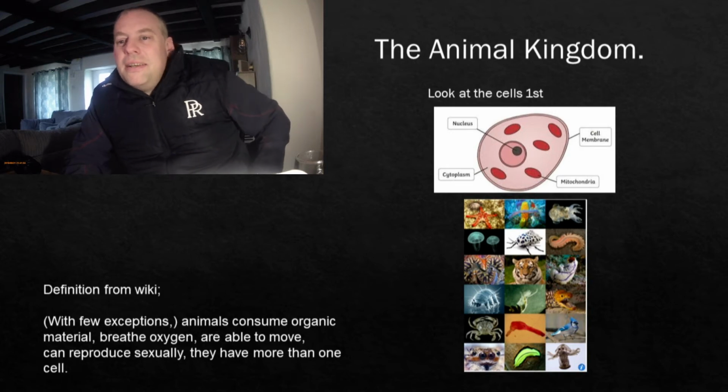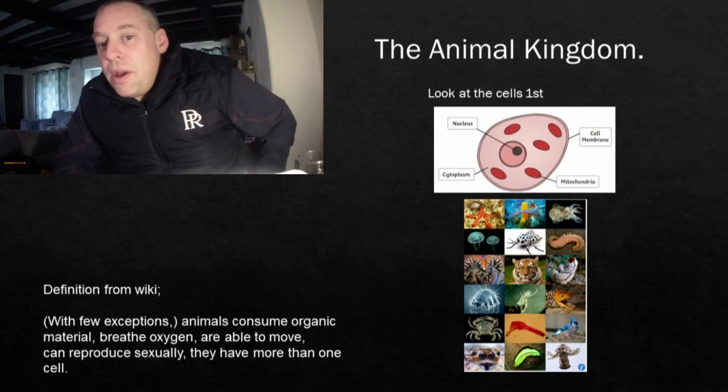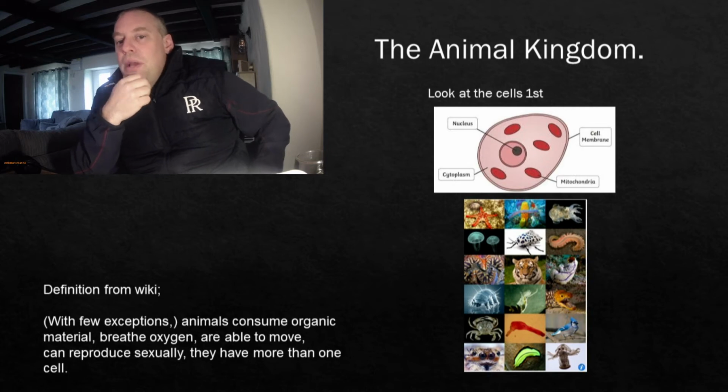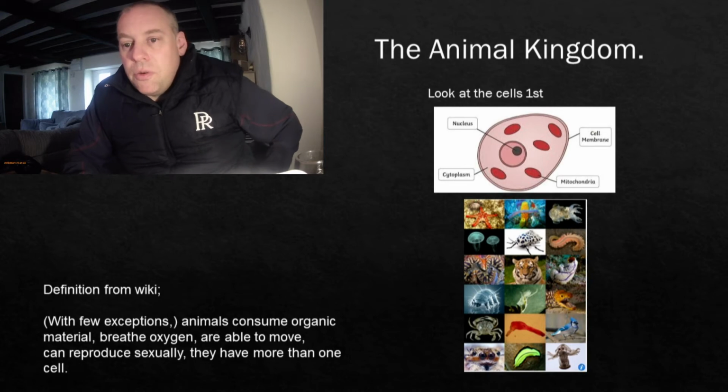There are certain criteria that enable us to put living organisms into the animal group, and they are, I've put at the bottom, this is direct from Wiki, animals consume organic material. In other words, they have to eat. They can't make their own food, which some other organisms can. We breathe oxygen or take oxygen out of water through gills.